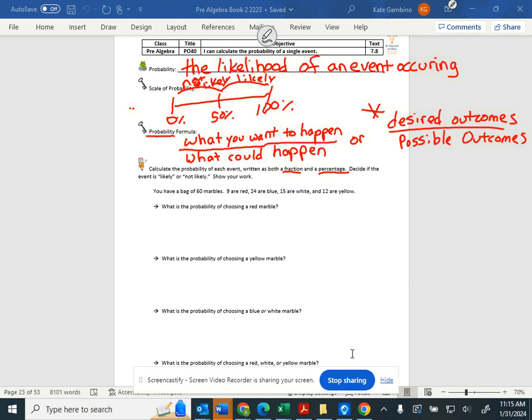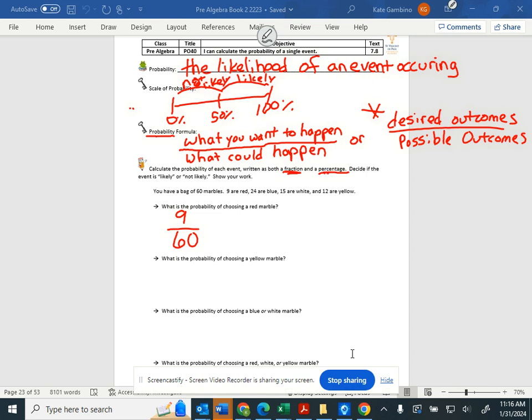Jude? 9 over what? 60. How did you get those numbers, Jude? Because there's 9 red marbles, and that's the desired outcome, and then 60 is because there's 60 marbles in the bag, and that's the possible outcome. Yeah. So 60 is on bottom because that's how many different marbles we can choose from. We want a red one. So how many reds are in the bag? So that's our fraction.